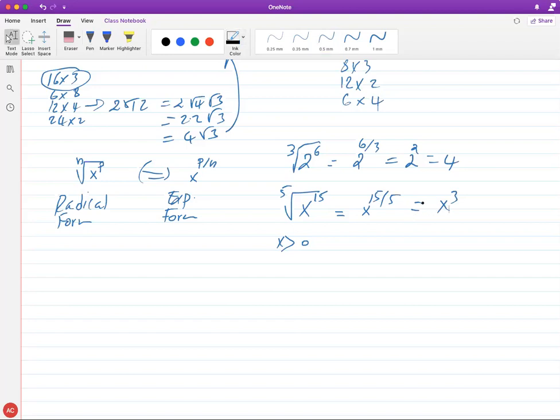Yeah, so inside we leave the same number. Take x, and that base stays the same. Whatever the base is, just take the power of that base divided by the n index. Something can be very complex, but you can do it in 2 seconds.